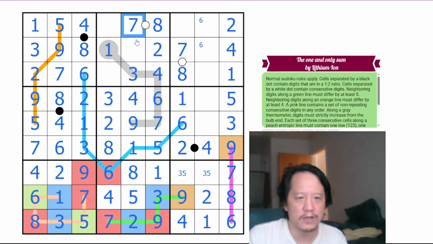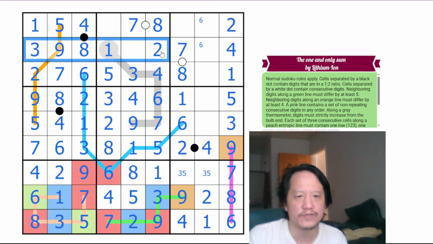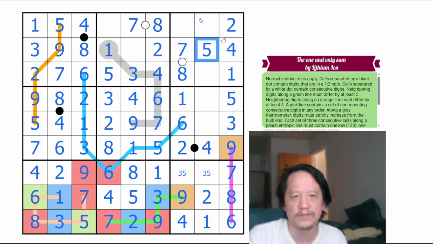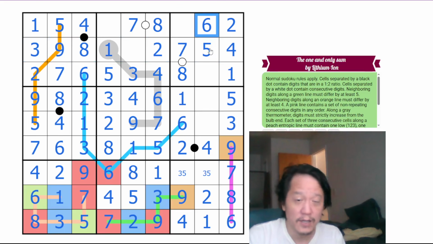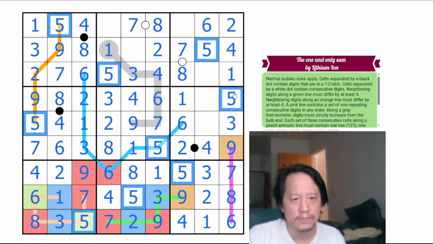5, in column 4, 5 cannot be here because of 5 in the row, so 5 has to be there. 5 in row 2 now cannot be here because of 5 in the boxes, so that leaves that as a 5, which forces that to be 6. 5 eliminates 5 here, so it's 3 and 5. That gives us all the 5s.